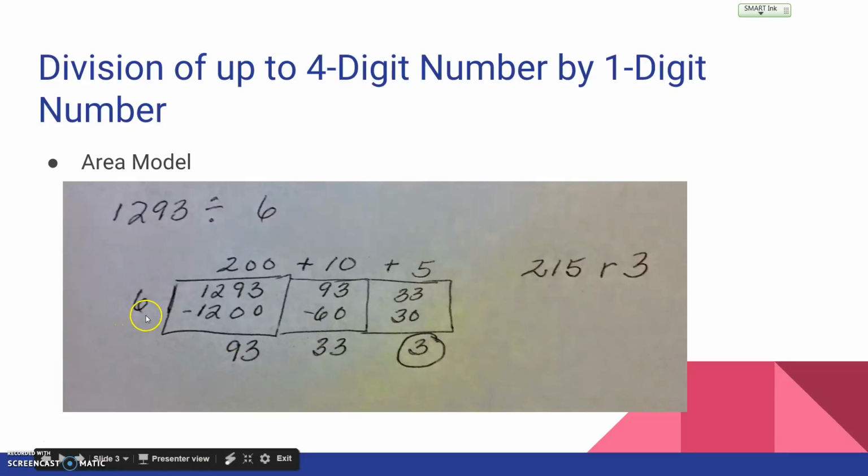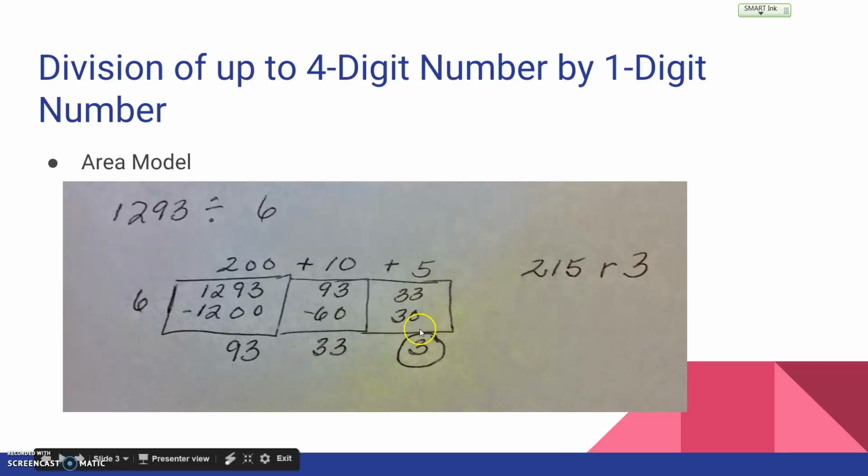So how many groups of 6 can I make out of 33? Well, I know I can make 5 because 6 times 5 is 30. So I have 33. When I multiply 6 times 5, that is 30, uses up 30. And when I subtract, I have 3 left. If I have 3 left, can I make another group of 6? No, I don't have enough.